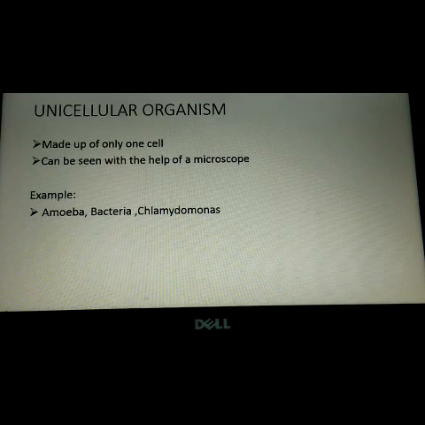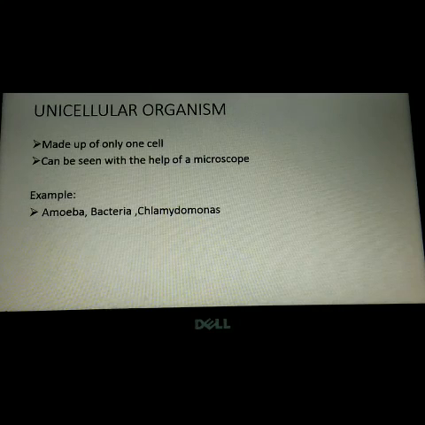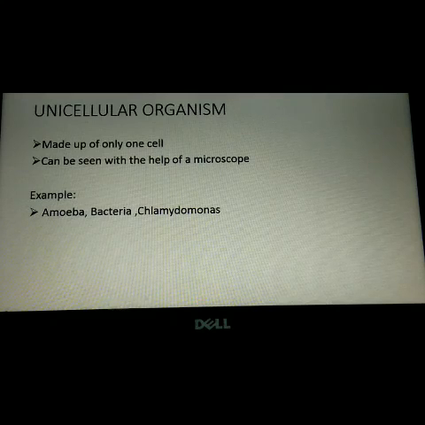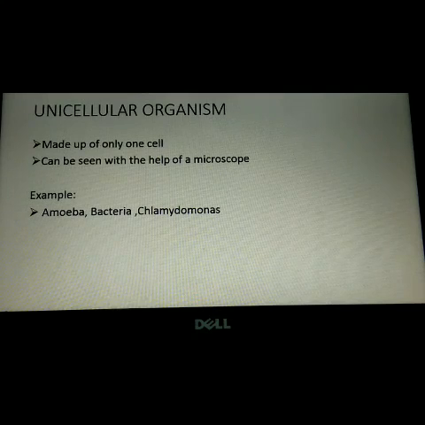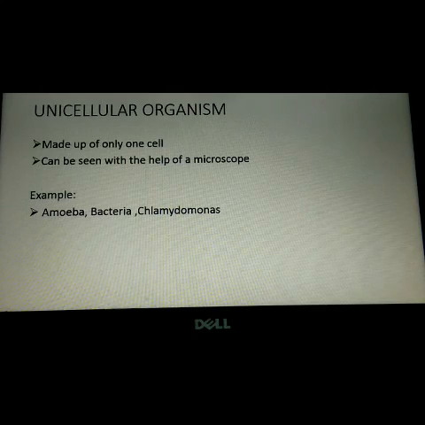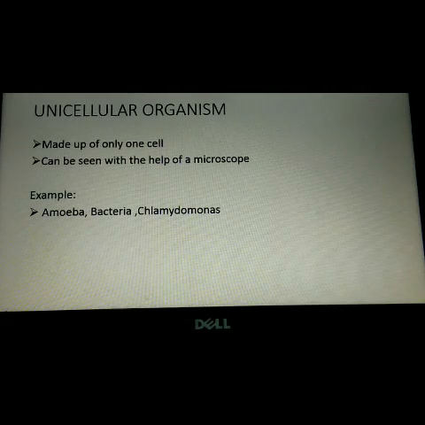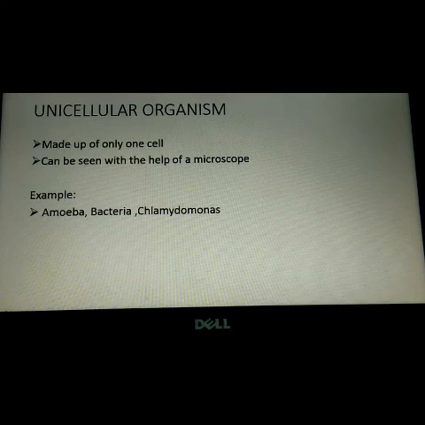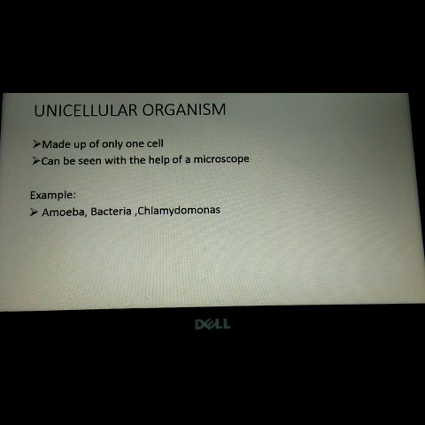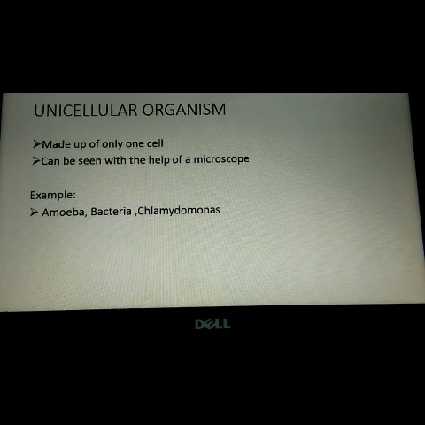The word uni refers to mono or single. So the organism which is made up of only one cell is said to be unicellular organism. They are composed of only one cell and can be seen with the help of a microscope. For example, amoeba, bacteria and chlamydomonas are all said to be unicellular organisms because they have only a single cell.